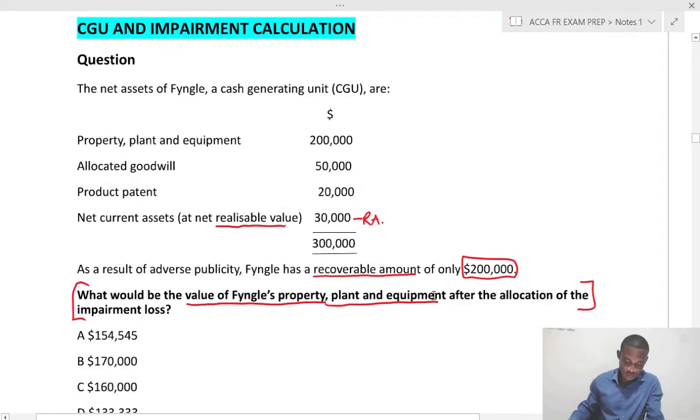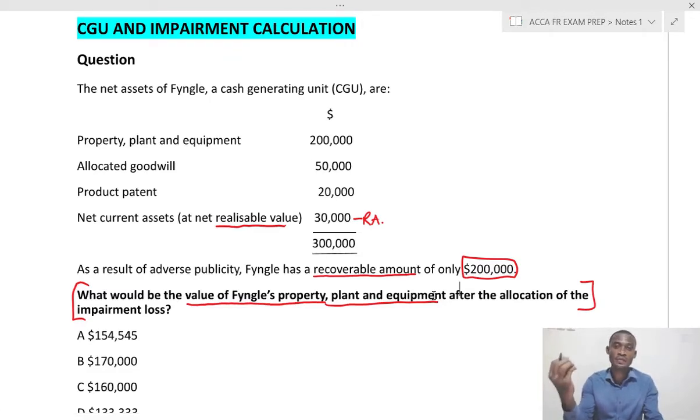Now, as a principle, know that when we are allocating impairment to a CGU, we have to look out for goodwill in the CGU. Unless there is an obvious impaired asset, then we'll take the allocated impairment to the obvious impaired asset first before looking at the goodwill. But in this question, there is no obvious impaired asset. So the impairment allocation should start with the goodwill.